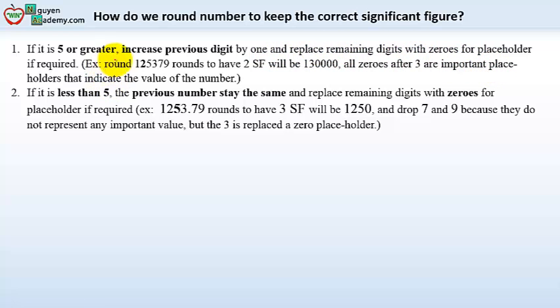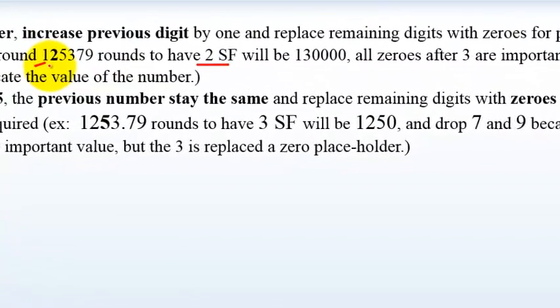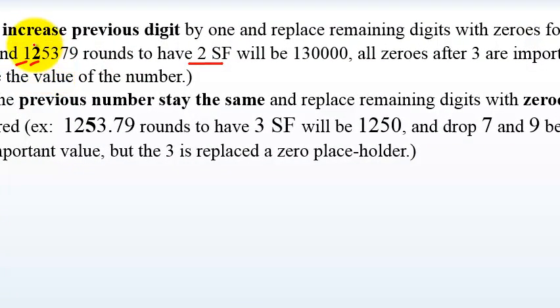Okay? So, for instance, we have 125,379. That's a large number, right? We are going to round to have two significant figures. Where would I round to have two significant figures? This is the first significant number. This is the second significant number. So this is where we're going to round.